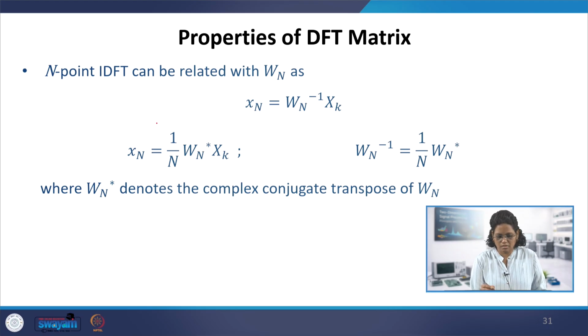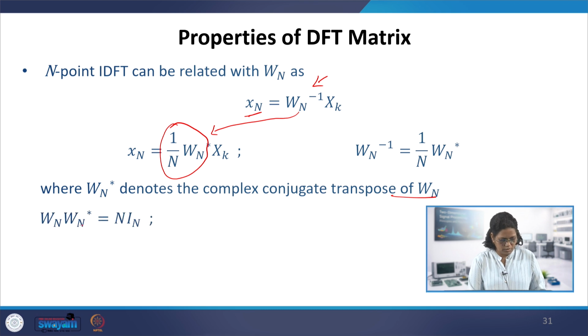And to get x of n from the frequency domain samples, that is, to go to time domain samples, WN inverse should be taken, because X of k is obtained by multiplying WN and x of n. So x of n can be written as 1 by N WN complex conjugate. So WN inverse is 1 by N WN complex conjugate. What does it mean? Here it is the complex conjugate transpose. Okay, that's a complex conjugate transpose.